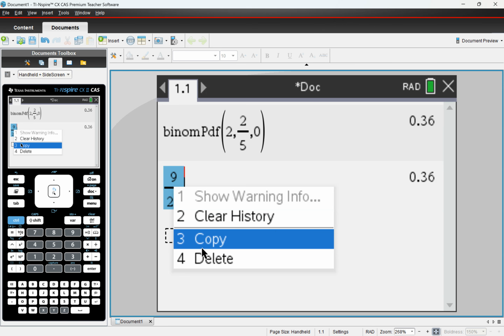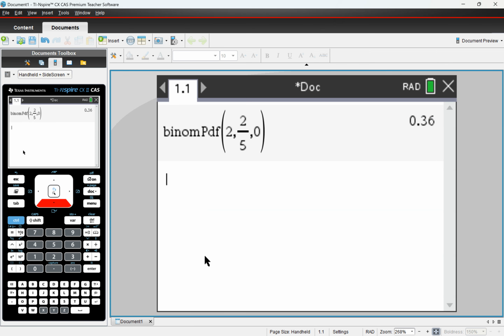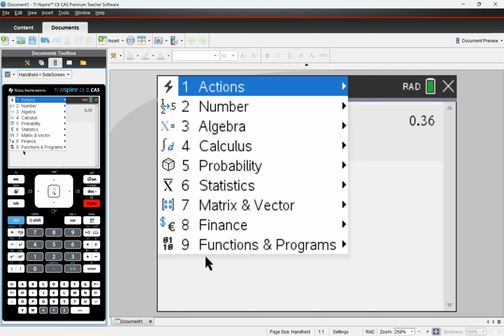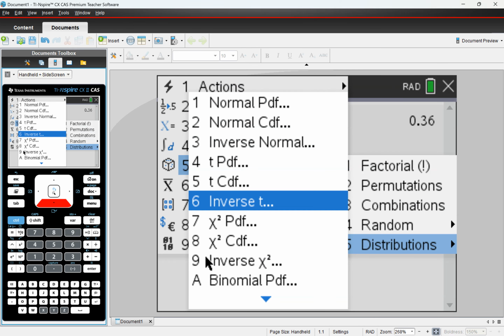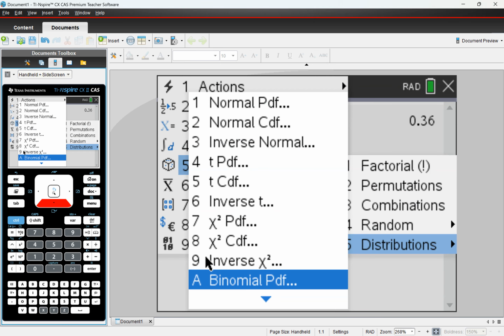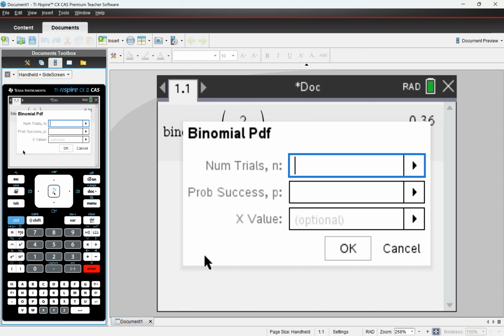So if you want to do it again, you can do it again. Binomial PDF, so I'll guide you again. Menu, probability, distribution, and the letter A is binomial PDF. So here we go, number of trials. So I had 2 trials. I'm picking out 2. I did 1 coin, then I did 2 coins. Probability of getting a white coin, I had 2/5. How many do I want? I wanted 1 white coin.